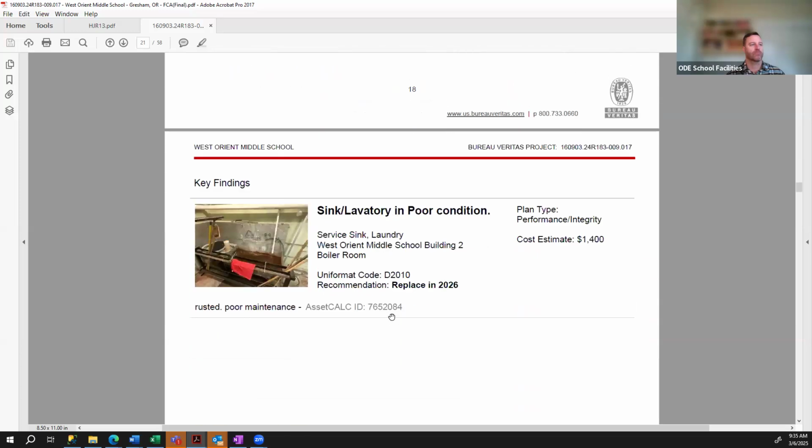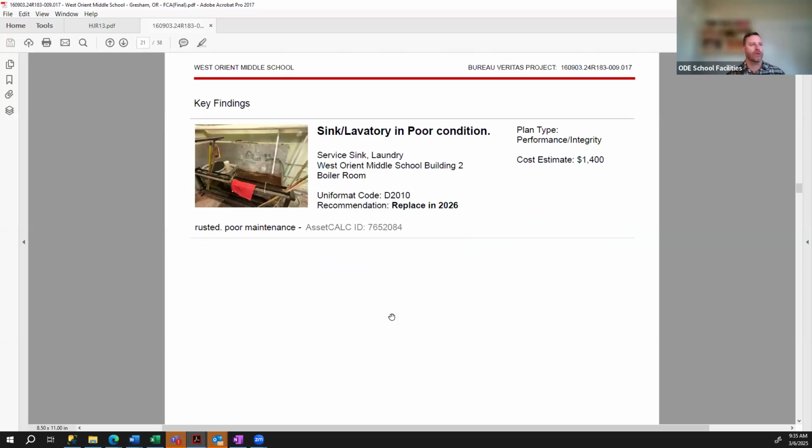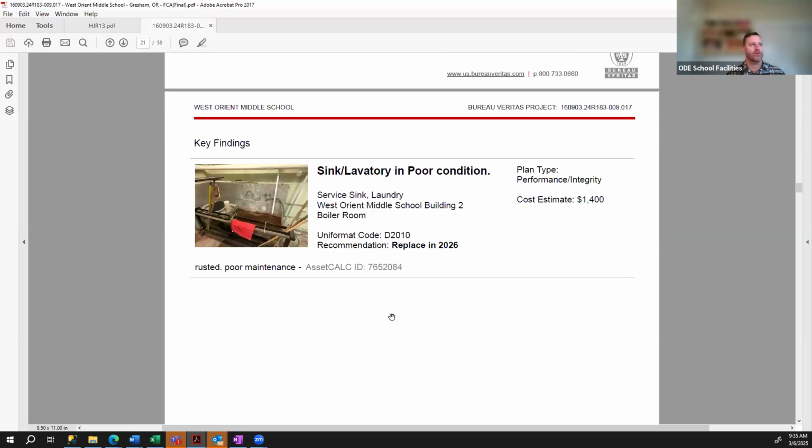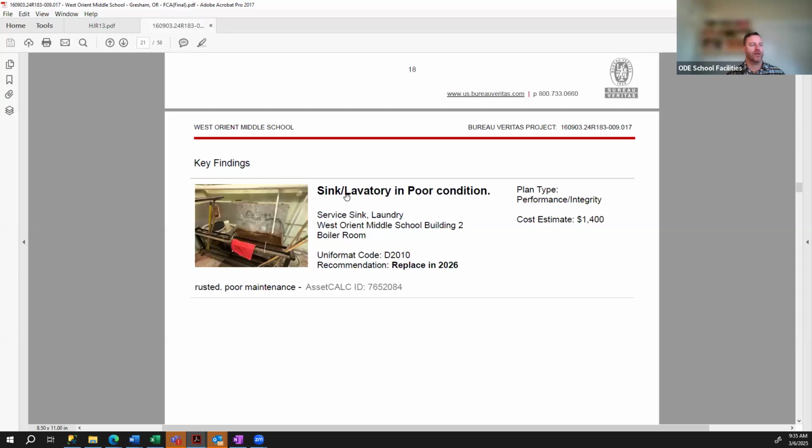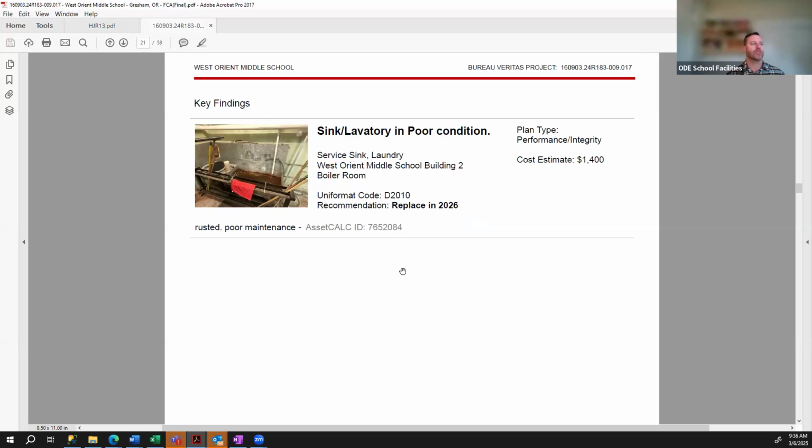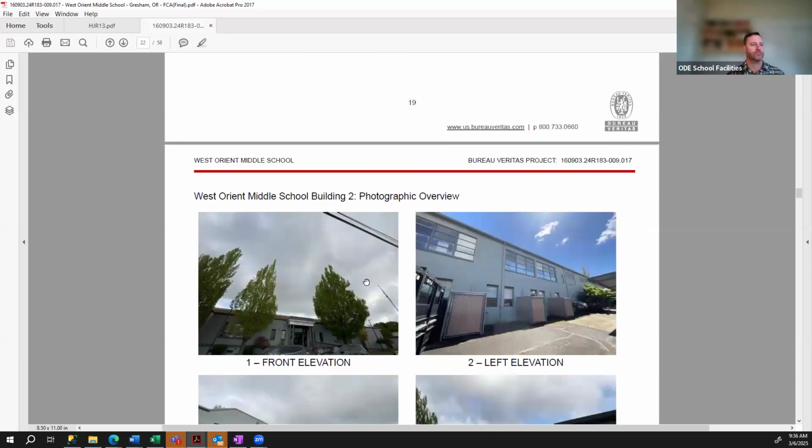Similar to immediate needs, there's key findings. They're kind of one and the same. This one says you can replace it in 2026. It looks like it's in pretty poor shape, but it is just a sink laboratory, rusted, poor maintenance. So there is a little description there, and again, the uniformat code if you want to look it up in the table.